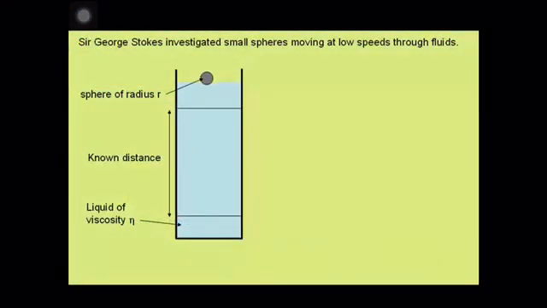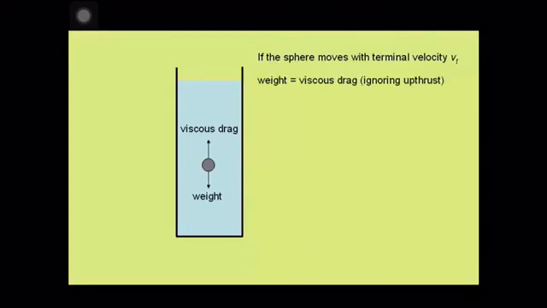And by timing the sphere to cover that known distance, we could work out the velocity of the sphere. So, making the simplifying assumption that we can ignore upthrust, the forces acting on the sphere will be its weight acting down and the viscous drag acting up. If the sphere moves with its terminal velocity, v sub t, the weight must be equal to the viscous drag. Don't forget this is ignoring upthrust.